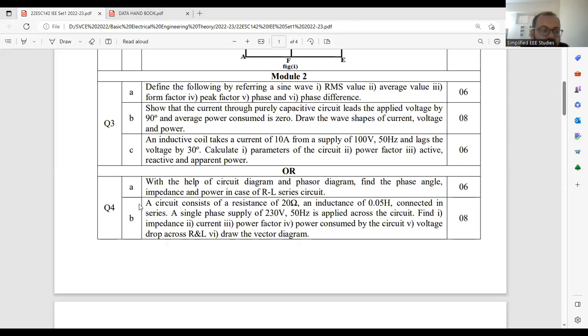Now I'll be explaining question number 4a. With the help of circuit diagram and phasor diagram, find the phase angle, impedance, and power in the case of an RL series circuit. So the answer is available in the data handbook. Okay, not the direct answer, but a hint is available.